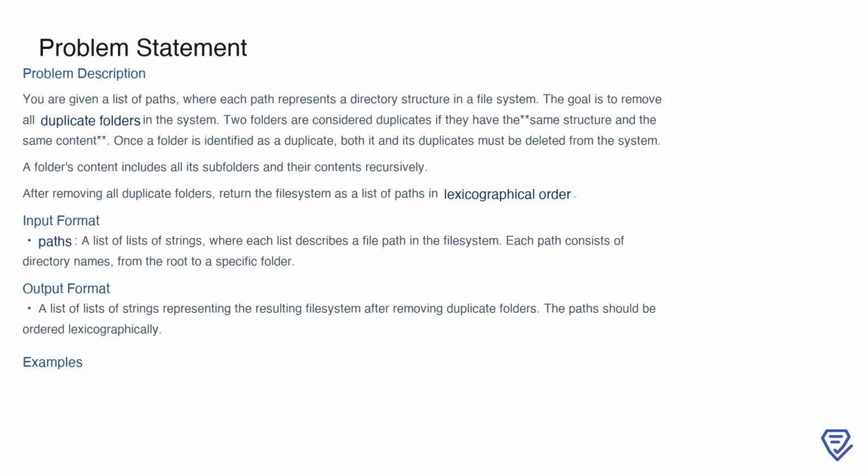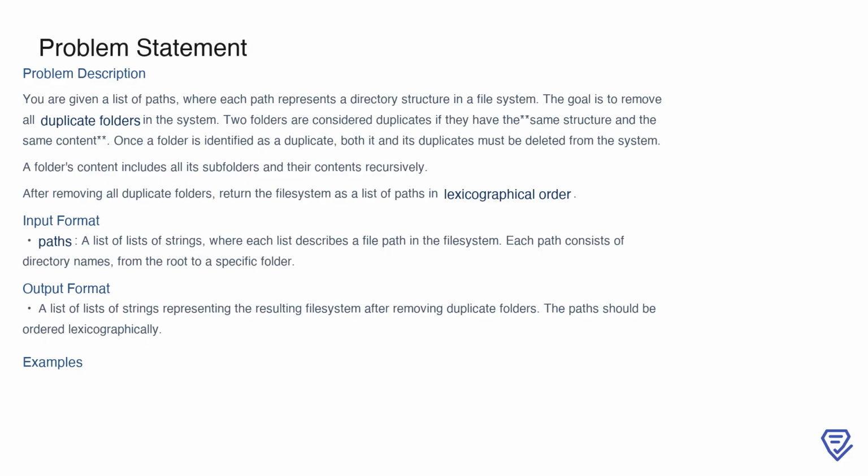In this problem, you are tasked with cleaning up a file system by removing duplicate folders. Each folder is represented by a path, which consists of a list of directory names. Two folders are considered duplicates if they have the exact same structure and content, meaning that both the folder and all of its subfolders are identical. When a duplicate is identified, both the original folder and its duplicate must be removed entirely.